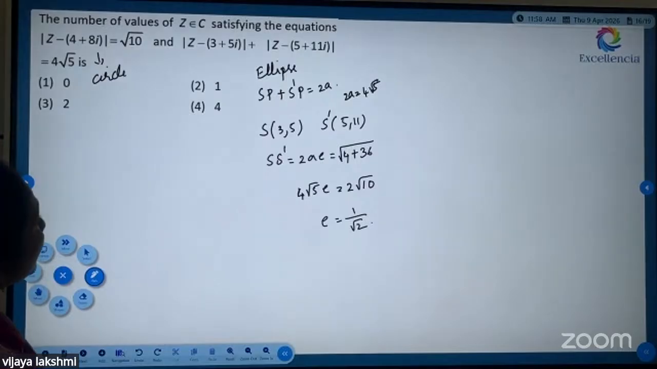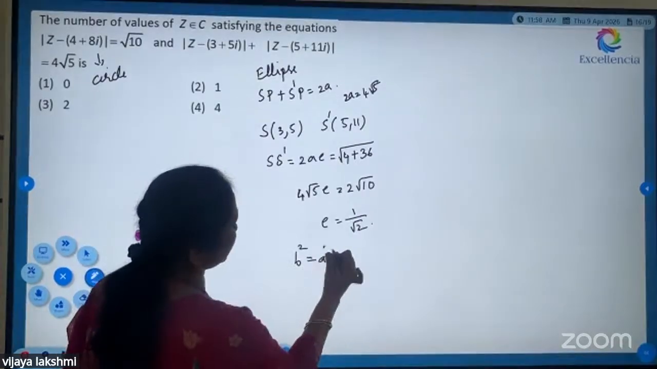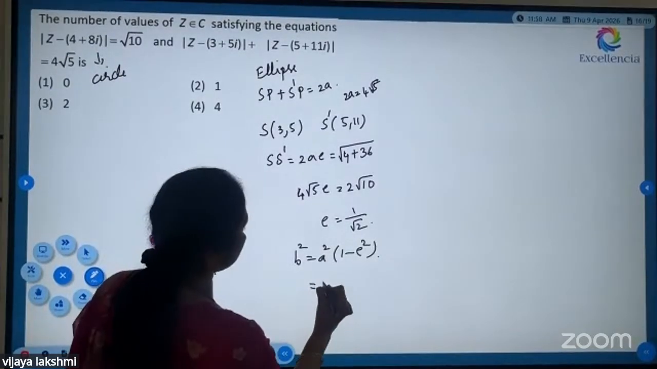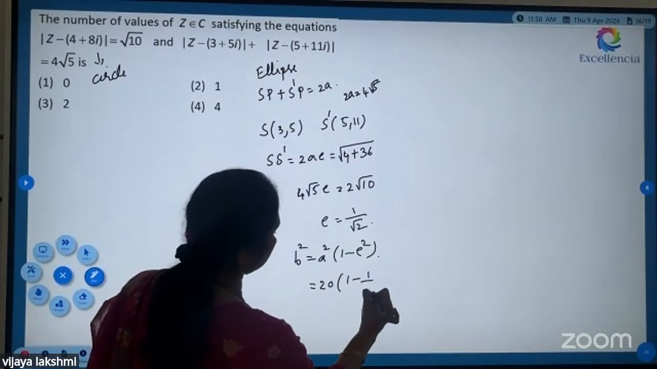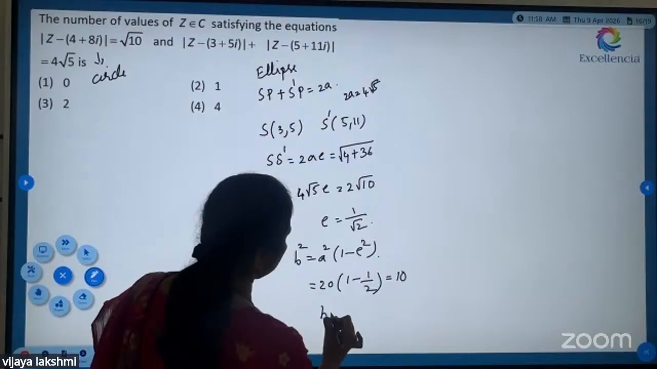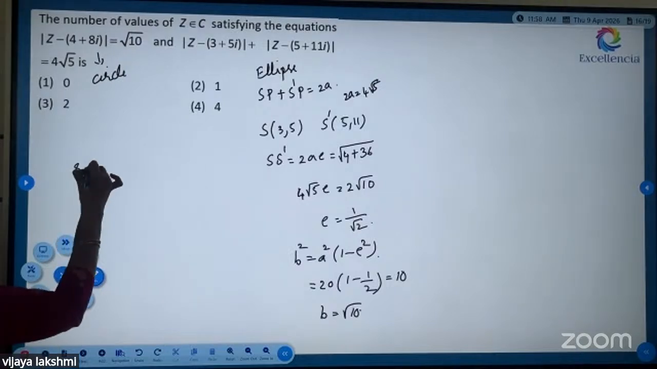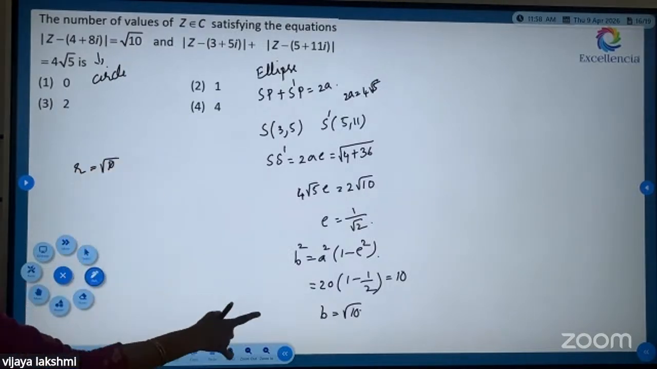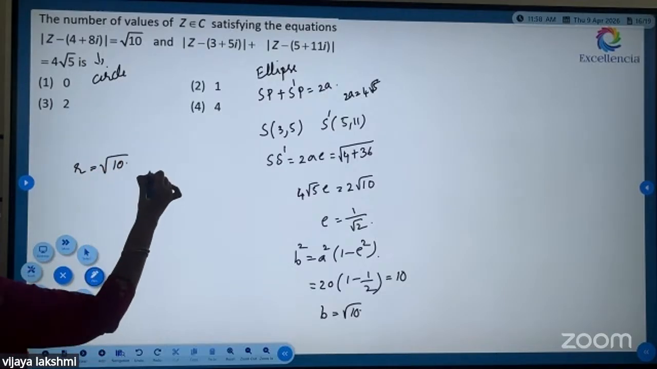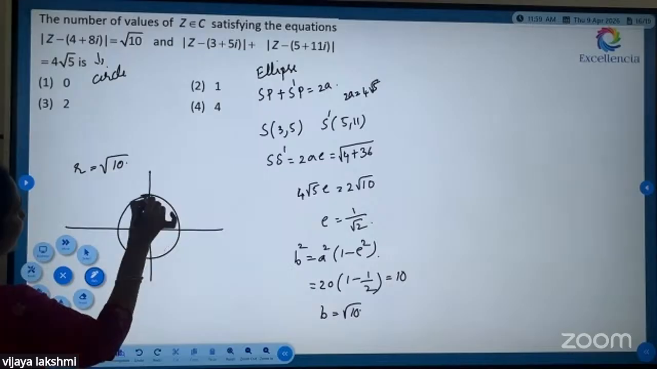And from this, the A value we already have, I try to calculate B square equal to A square into 1 minus C square. The A value is 2 root 5, and that is 20. 1 minus, we are putting 25, is 10. Next time, check the circle radius also, what is given? Root 10 is taken. That means the minor axis is equal to the radius. The minor axis is the radius.